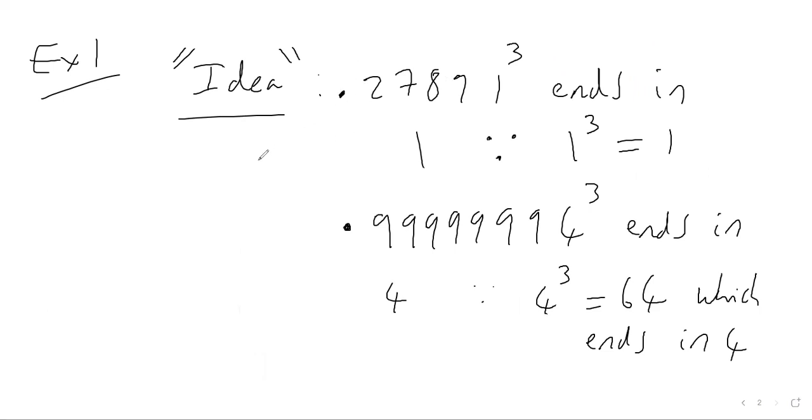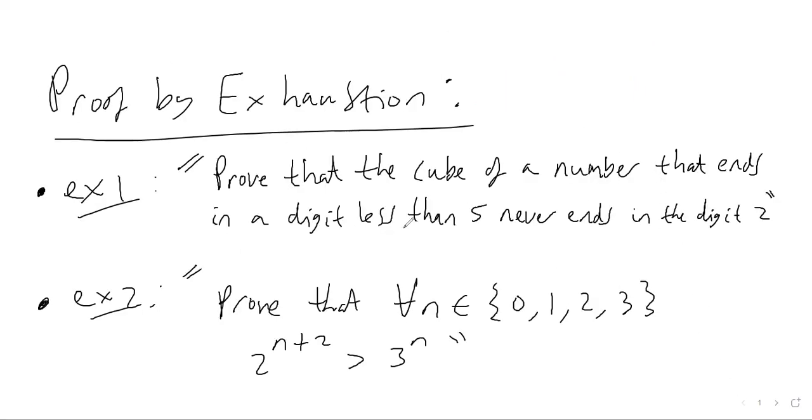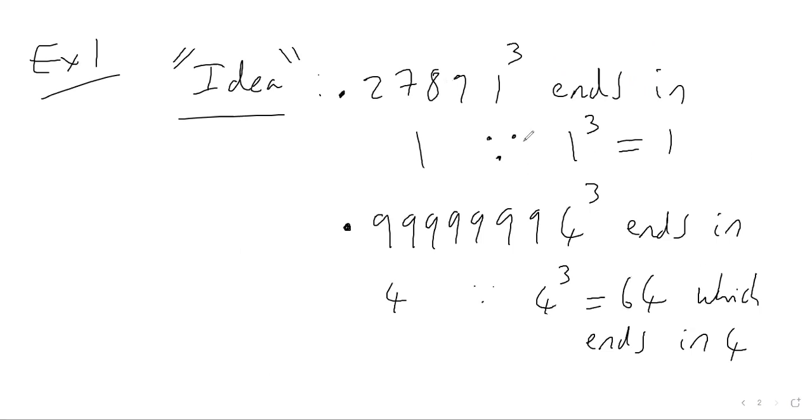So this number that I've written here, 27,891, is a number that ends in the number 1. And the number 1 is indeed a digit less than the number 5, so this is an acceptable number that we can use. If we cube a number like this, this cube number is going to end in 1. We know that for a fact because this digit cubed, 1 cubed, is literally 1. So this number must end in the number 1.